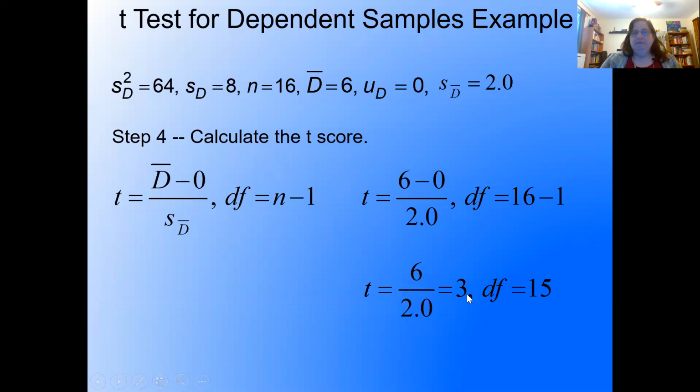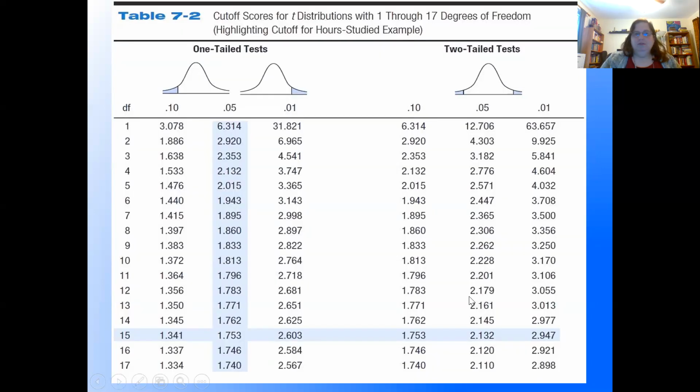So, does 3 beat 2.132? It sure does. And because this was a two-tailed test, we don't have to worry about direction. We don't have to worry what's higher than what. We just know that 3 beats 2.132 because 3 is more extreme than 2.132. It's further away into the tail. It's further on the number line. Further away from the center.